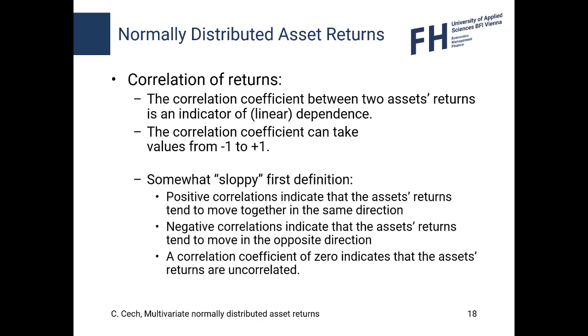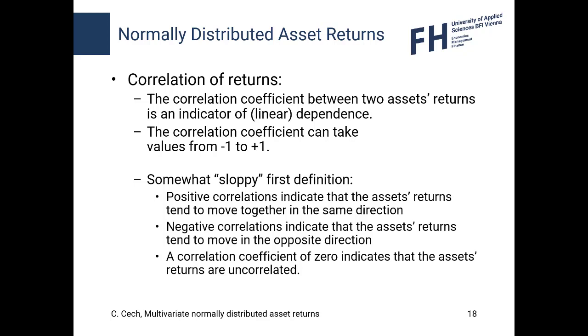Let us now change our perspective and move from the univariate perspective, where we always investigated one single asset, respectively its returns, to the multivariate perspective, where we are interested in whether over time the returns of two different assets behave in a similar manner. And one measure for this linear dependence is the correlation coefficient.